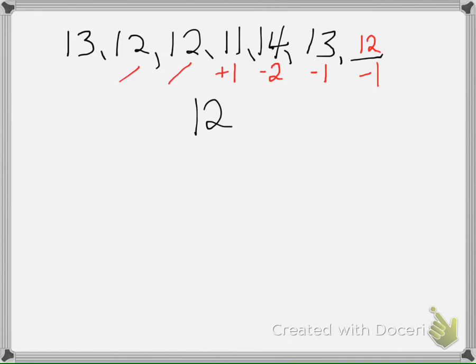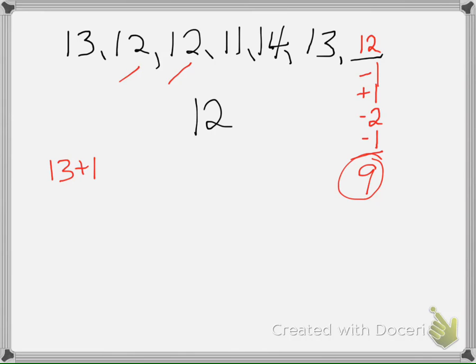So then I have 12 minus 1 plus 1, oops, minus 2 minus 1. So 12 minus 1 is, plus another 1 is, minus 2 is, minus another 1 is 9. So this last score would really need to be a 9. And remember, you can always check your answer.